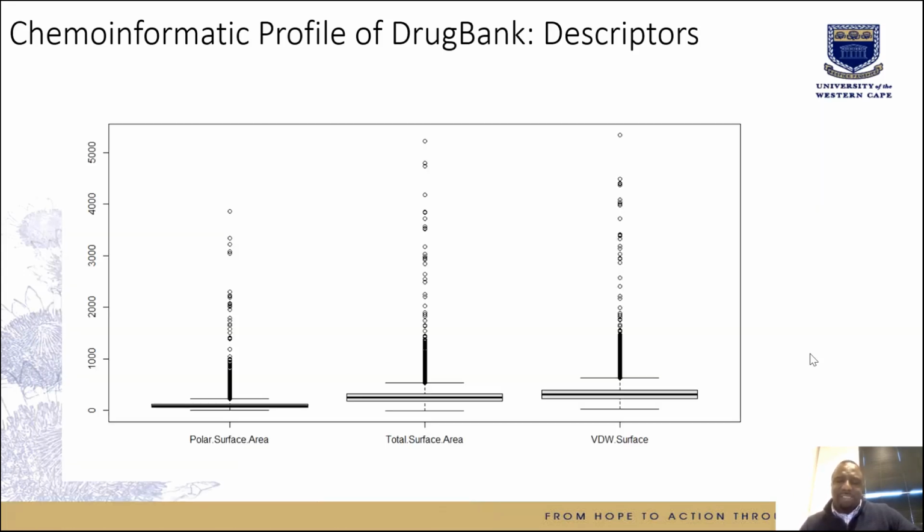And finally, we looked at the surface area in terms of the polar surface area, the van der Waals surface area, and of course the total surface area. Comparing the van der Waals surface area to the polar surface area, we see a slight difference, with the van der Waals surface area being a bit more. Of course, this van der Waals surface area is implicated in the interaction of these compounds with macromolecules.